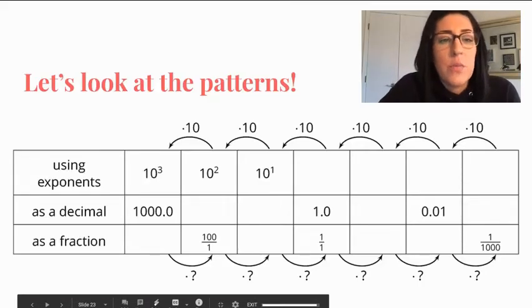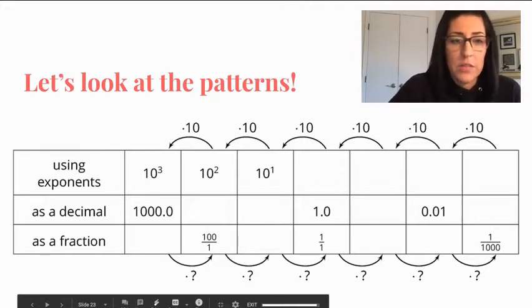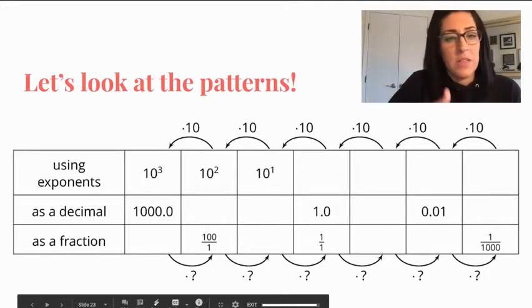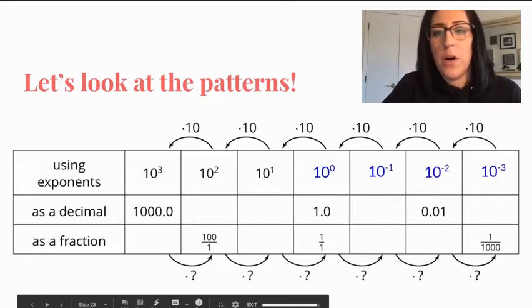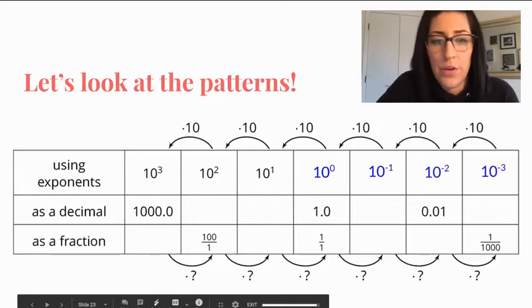Okay, let's look through some patterns. So we're going to go through using the exponent row first. So we see, similar to the warm-up, 10 to the third, 10 squared, 10 to the first. So we might guess that the exponent is decreasing by 1 each time. And we end up all the way to 10 to the negative third.